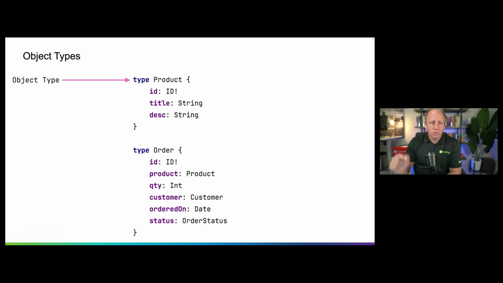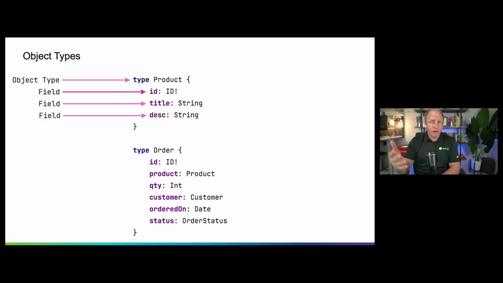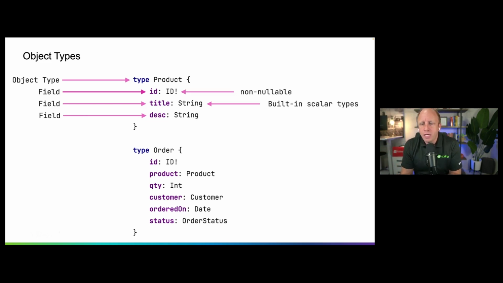And the way that you do that is you start with the type keyword and you say, here, this is my object type. In this case, it's Product. And then on the left, you define the fields. So ID, title, and description are the fields in my API. On the right are the types. The type also has this exclamation point here. All this is saying is this is non-nullable. You don't ever have to worry about a situation where you're checking for null. This is always going to have a value. Then we can define the types. So there are some built-in scalar types, 5 to be exact.